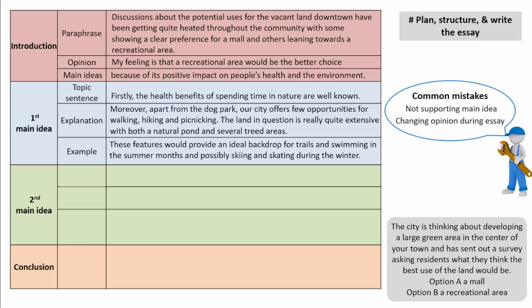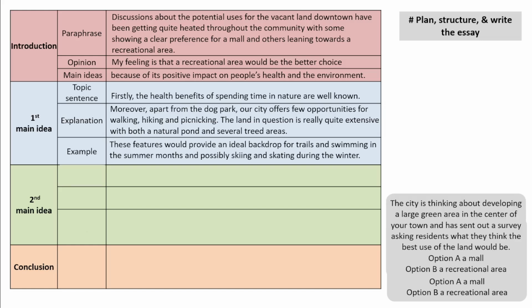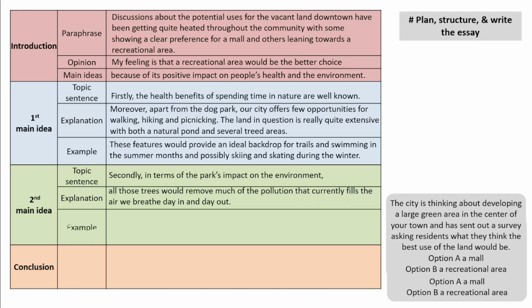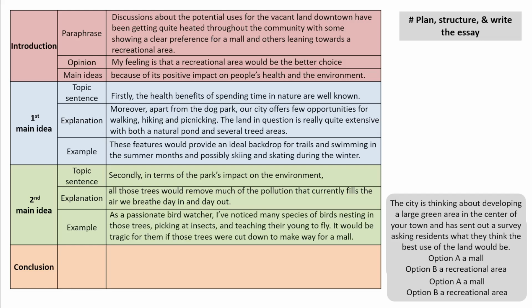And now we follow exactly the same pattern for the second paragraph. We have our topic sentence that identifies what the paragraph is about. So here we're writing about the environment. And then we have our explanation, like we're talking to that 10-year-old examiner. And then we have our example that's very relevant to the point we're making.